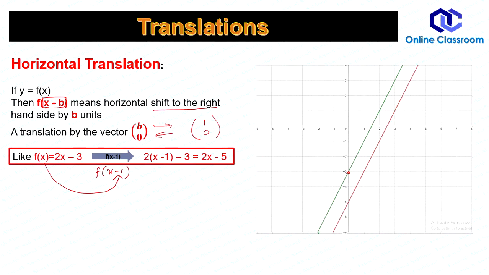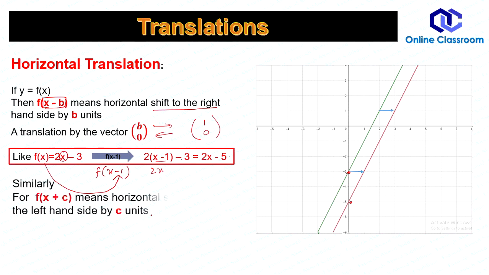And you see now the intercept comes at negative 5. If I simplify this, replacing x by x minus 1, 2 into x is 2x, 2 into negative 1, and then negative 3 becomes negative 5. This way you get the new function after being translated by the factor 1 towards right. The vector is (1, 0). Similarly, students, if you have a positive sign here, not negative but plus with the domain, this shows you are moving towards left, the function being shifted towards left. Note down these important features.